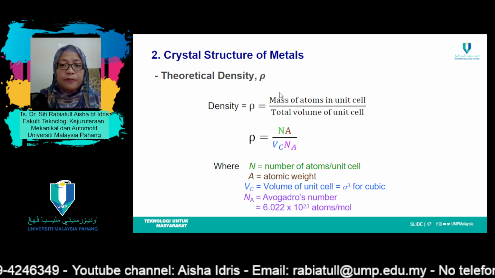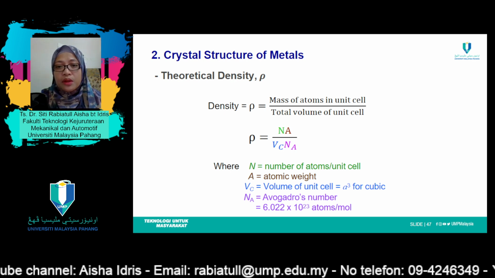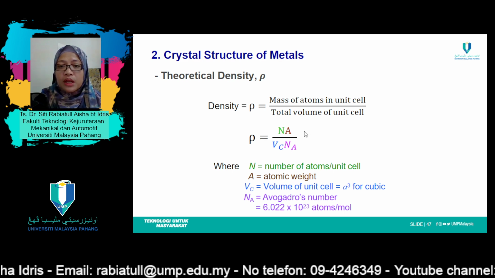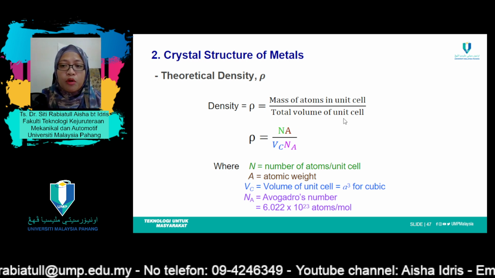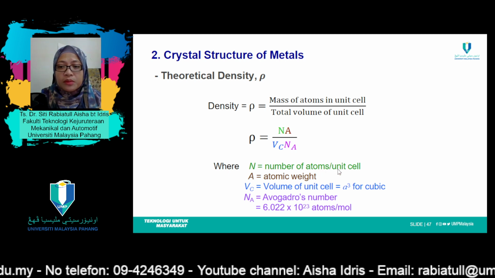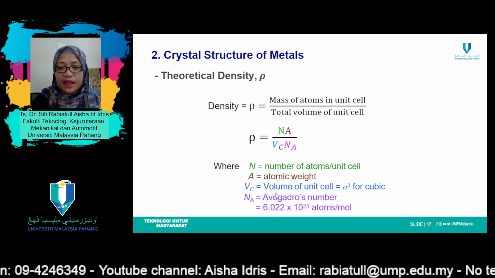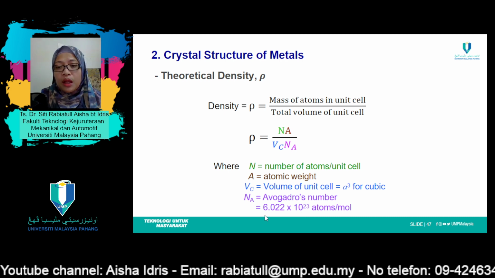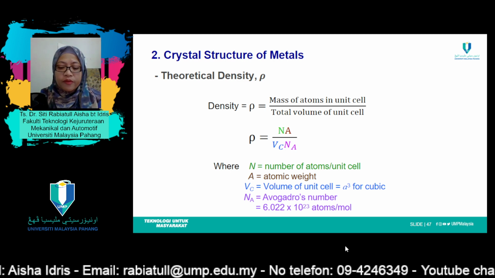Okay, now another part in crystal structure that you need to know is how to calculate the theoretical density in crystal structure. This is the formula for density: mass of atoms in unit cell per total volume of unit cell. Here, n represents the number of atoms per unit cell, A represents the atomic weight, VC is the volume of unit cell, and NA is the Avogadro's number. Avogadro's number is fixed, so you can just reuse this value.